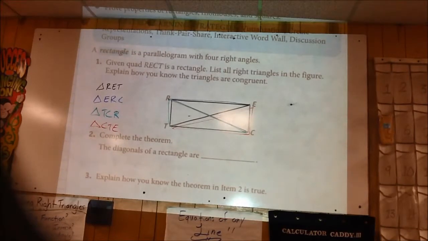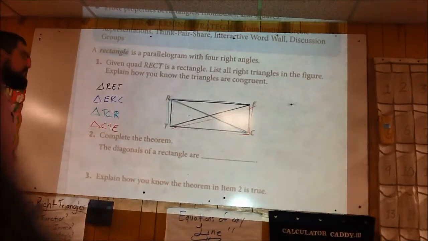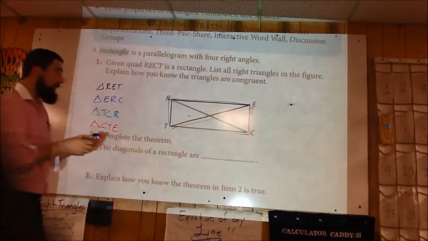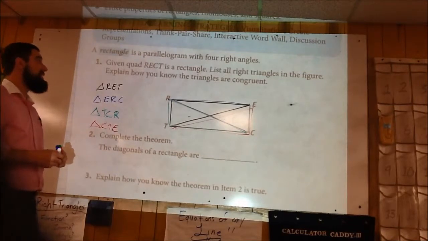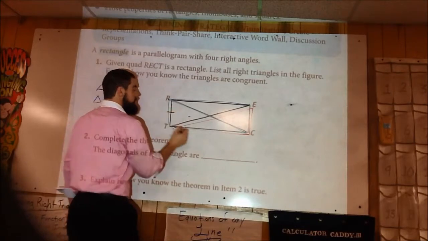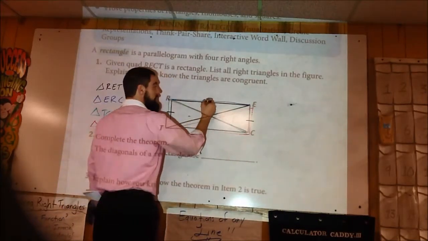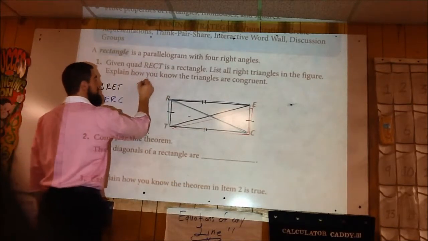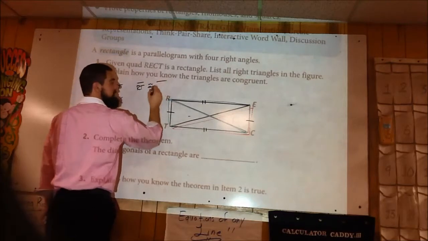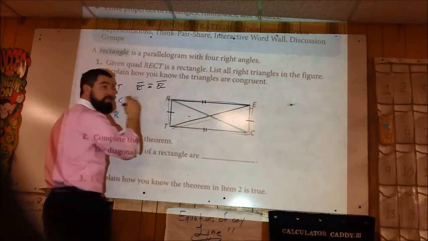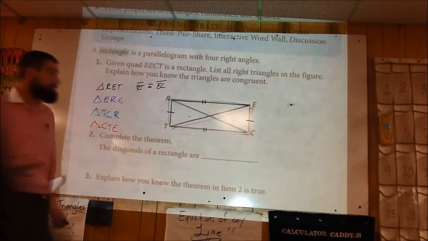It says, explain how you know the triangles are congruent. How do we know that these are congruent? Well, we know that this is a rectangle. They told us that. Therefore, it is a parallelogram with four right angles. So I know that in a parallelogram, opposite sides are congruent. Not only are they congruent, they're parallel. So I can say that is congruent to that, and I can also say that this is congruent to that. So we have segment RT is congruent to segment EC. And how do we know that? That's because opposite sides of the parallelogram are congruent.